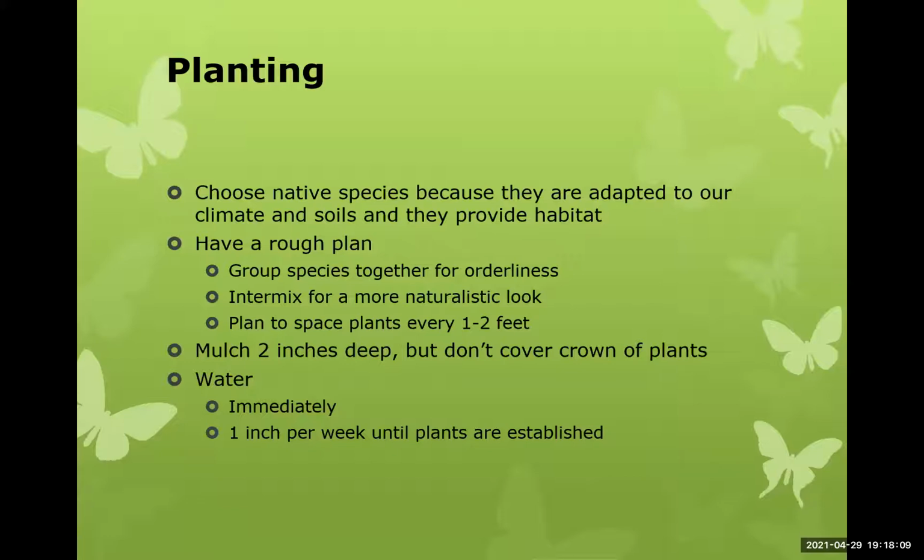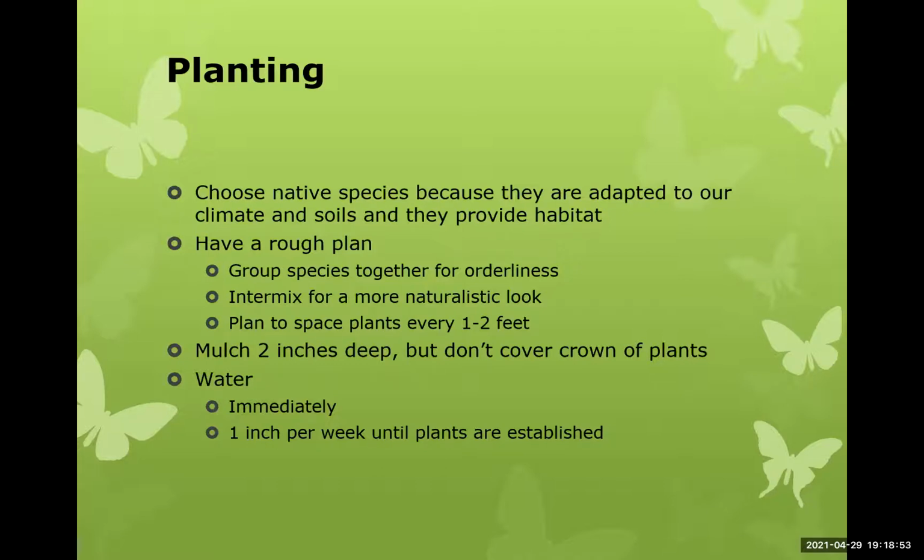So let's talk about planting. So you're going to choose native species, of course, because they're adapted to our climate and soils. You want to have a rough plan. You could do it a couple different ways. You could group species together. So, have a mass and a drift of one species in one spot, a mass in another spot, a third species in a third spot. Or you can intermix it for a more naturalistic look. And generally plan to put plants in every 1 to 2 feet. So you suppress weeds.